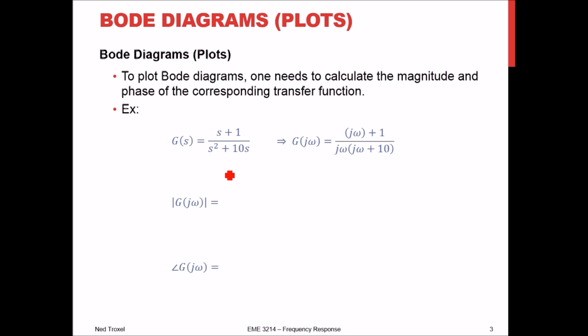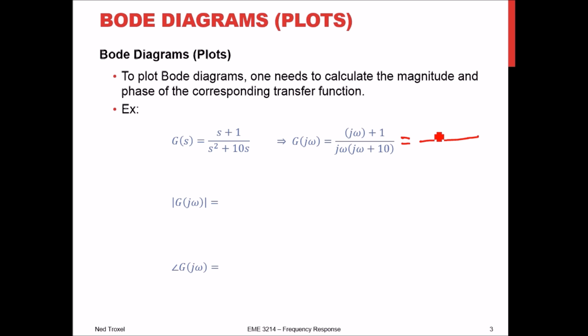Let's take this as an example. If we want to calculate magnitude, you remember the best way to do it is to take the magnitude of the numerator and divide by the magnitude of the denominator. Now an easy way to write this, I'm going to rewrite the bottom so that I have my real and imaginary parts all consolidated.